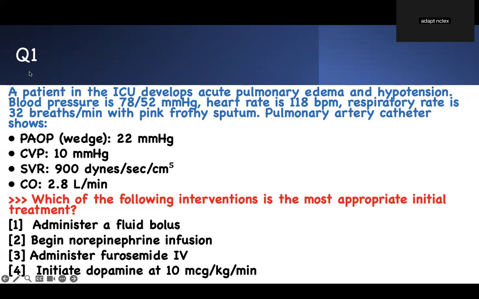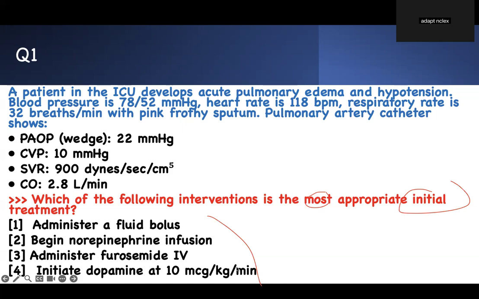Read it from the back and figure out what the question is asking you. Which of the following intervention is the most appropriate initial treatment? Whenever you see most and initial, those are your buzzwords. That means what? All of those are appropriate, but not the most appropriate or the initial treatment you should provide. Now, those are the things I need to pay attention to.